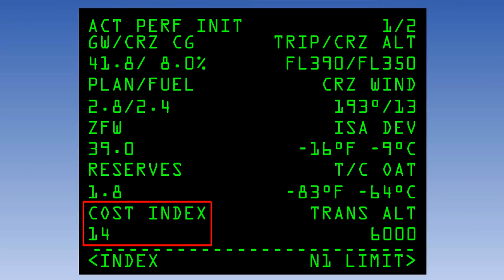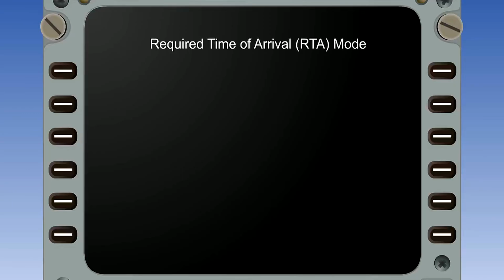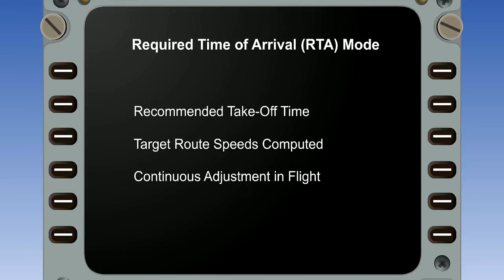The company will specify a cost index to be used for each route. A required time of arrival mode is available in order to arrive on time at some designated waypoint such as the final approach fix, holding fix or airport. The FMC computes a recommended takeoff time, then gives target speeds to fly and continuously adjusts them in flight. Speeds are automatically corrected for in-flight winds and route changes by adjusting the cost index. If RTA mode is used, taking off late will add to the cost as the aircraft will have to fly faster.